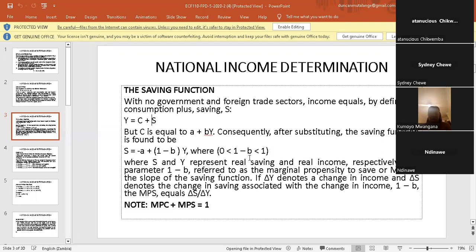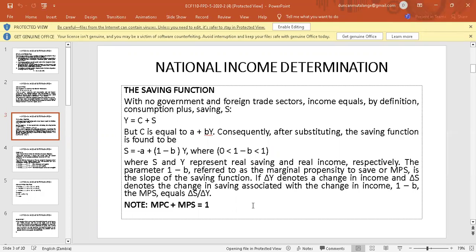So what we're going to have is, okay, so let me just have this. Okay, am I showing? Can you guys still see my screen? We are able to see the saving function.